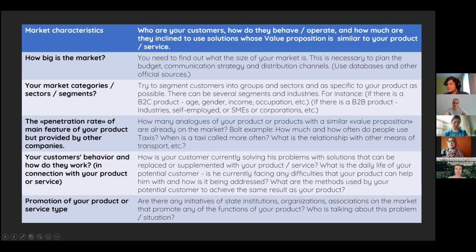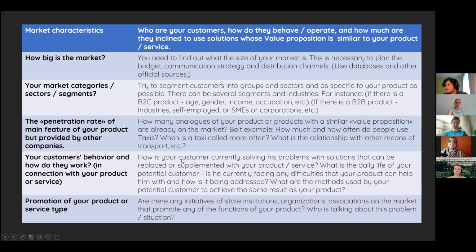Then taxis are mostly used, at least in Latvia, at times when, I understand this is COVID time, but when there wasn't COVID, it was usually Friday or Saturday nights when young people were driving around the city to parties. This is a time when taxis are across the city, mostly the only cars there. So it's also important to understand how they are doing this currently and how this feature is available for your customer. Then your customer's behavior and how they work in connection with your product or service.